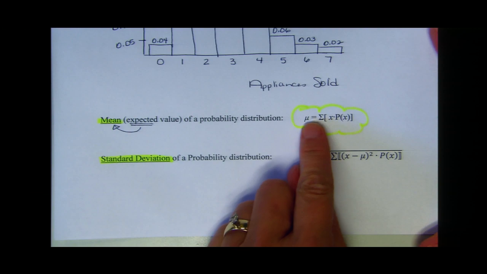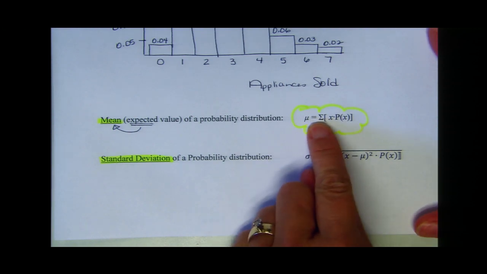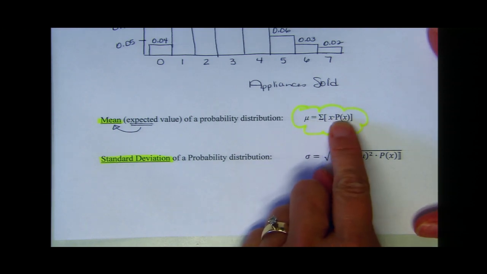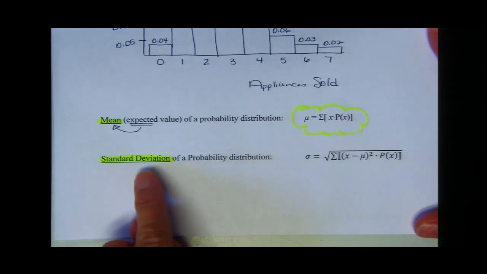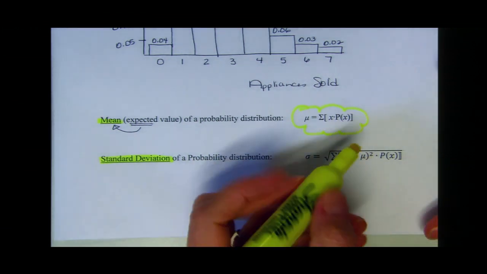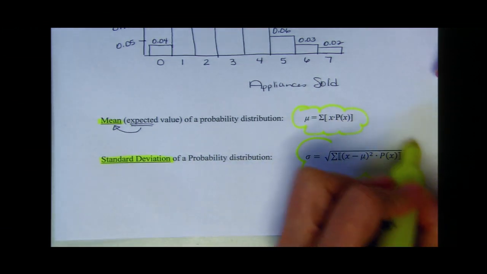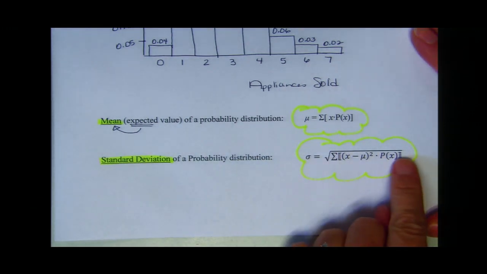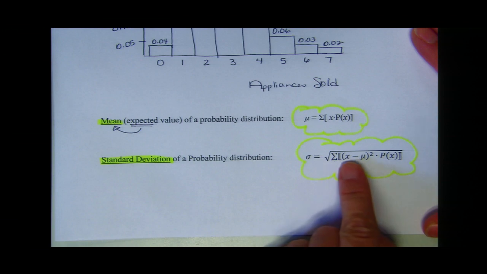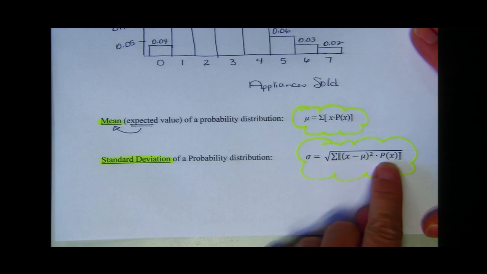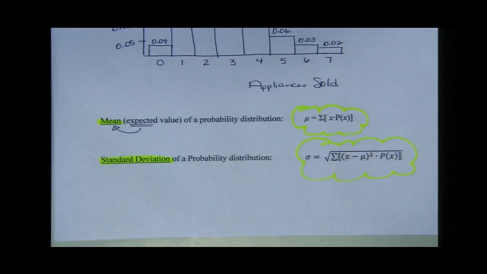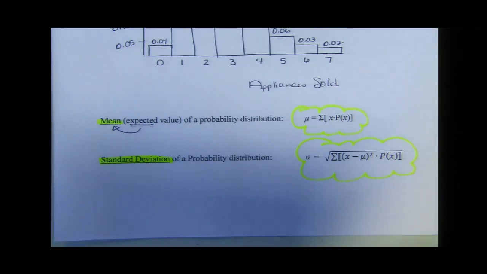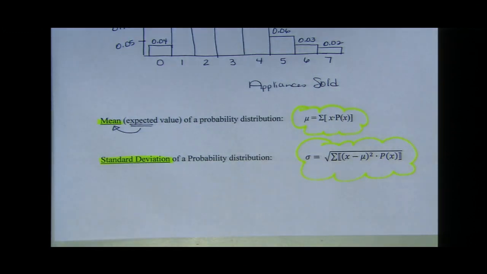The mean is equal to the summation of x times p of x. The standard deviation, as you can see, is a little bit more involved formula. It's the square root of the summation of x minus mu squared times p of x. We're going to do a couple of these problems so you'll be able to see how this works.